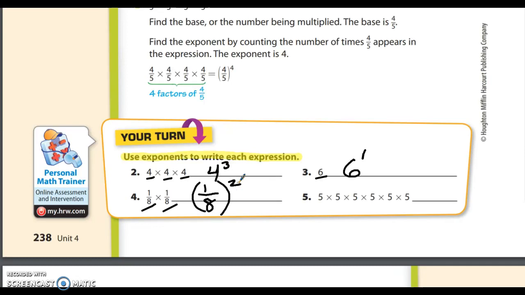And the last one is count them up. The base is 5, because there's a bunch of 5's, and just count 1, 2, 3, 4, 5, 6. So it's 5 to the 6th power. On the next video, we will learn how to solve. It's called finding the value. Okay, good job. You're done with page 238.